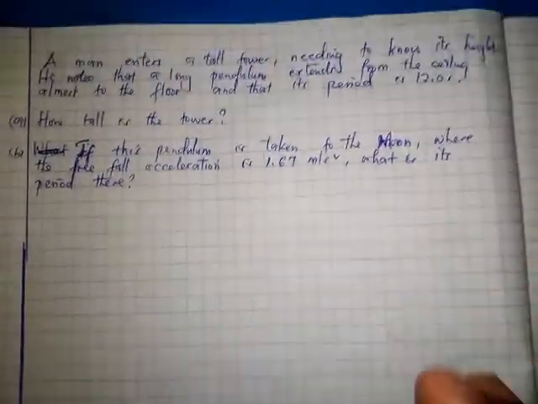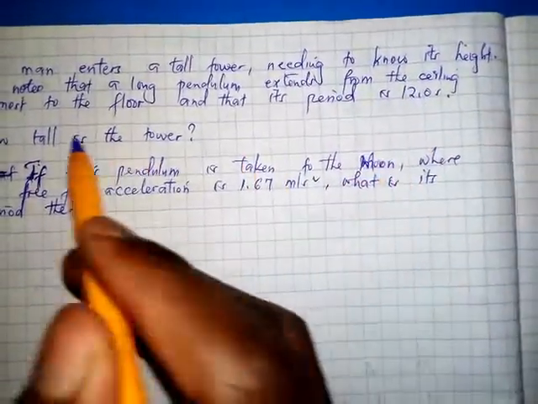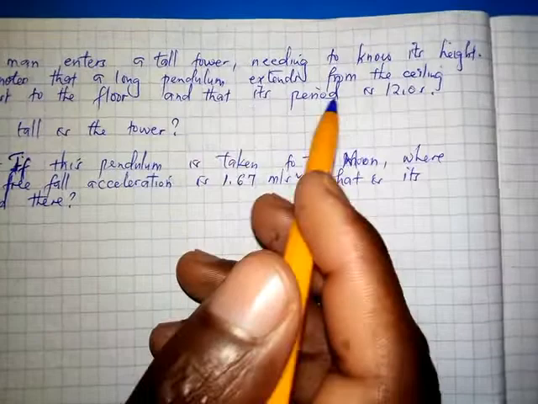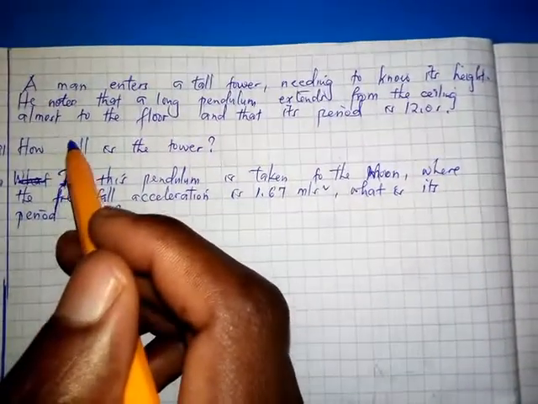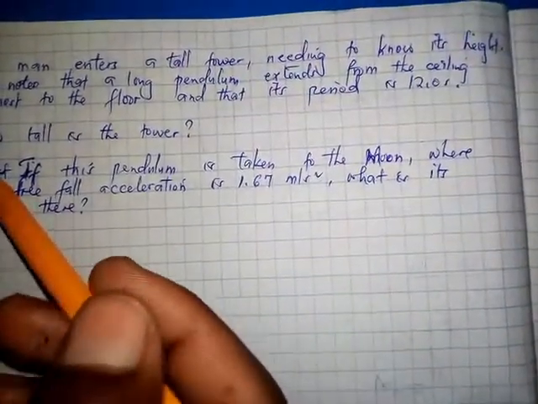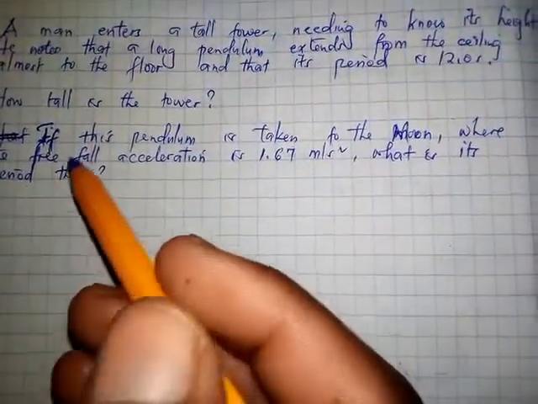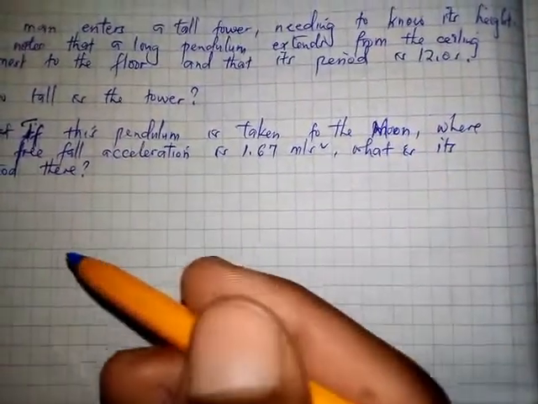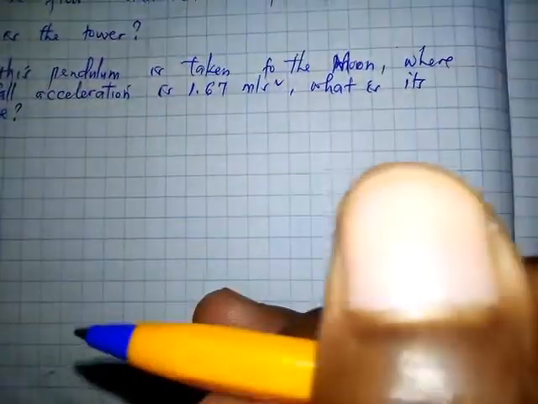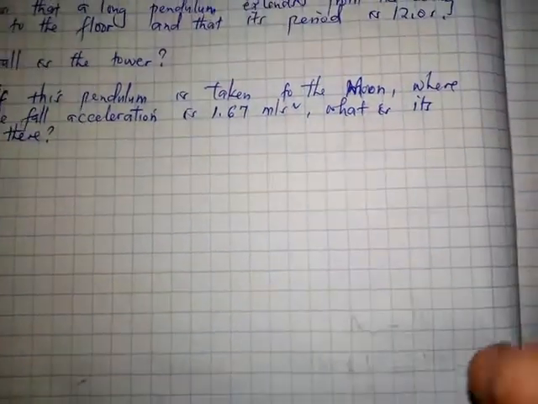This is Filipino explaining. You have a problem on a pendulum. Here, a man enters a tall tower, needing to know its height. He notes that a long pendulum extends from the ceiling almost to the floor, and its period is 12.0 seconds. A: you have been asked to find how tall the tower is. Then B: if this pendulum is taken to the moon, where the free fall acceleration is 1.67 meters per second squared, what is its period there?